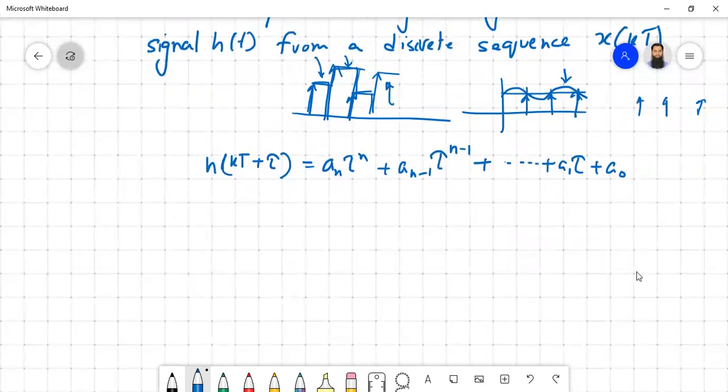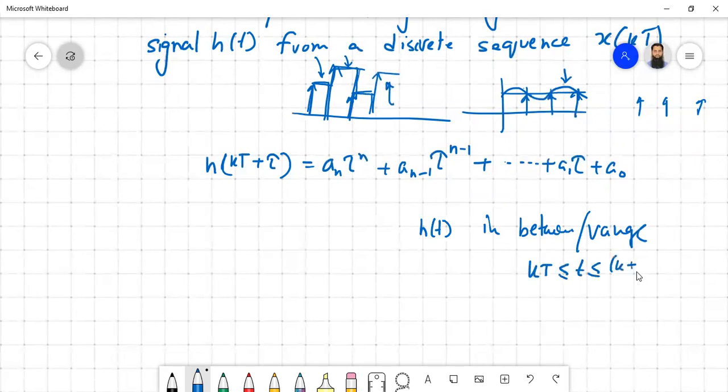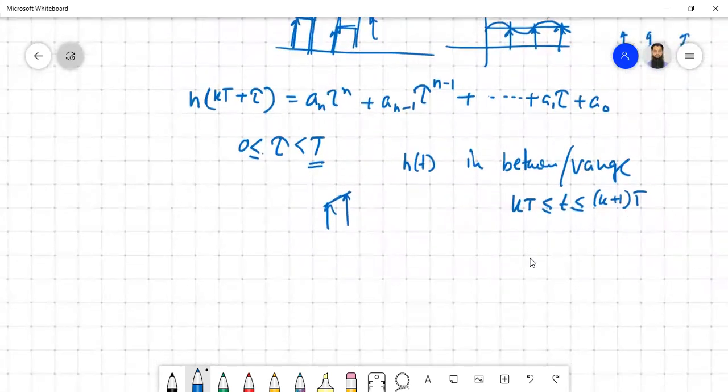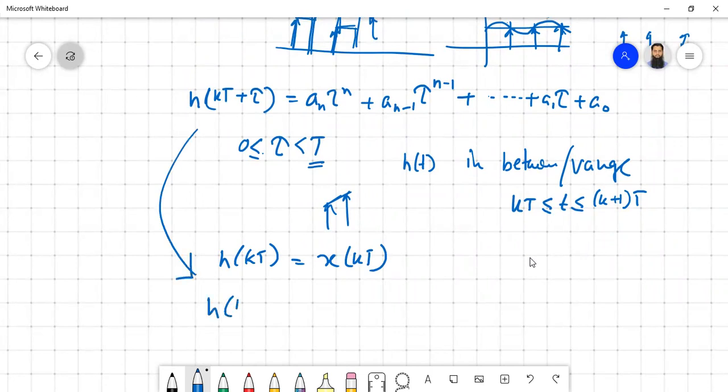Okay, so this is a polynomial, and where is it applicable? To find out the signal h(t) in between, or in the range, we should rather say, in the range kT, the current sample, to the next sample, that is (k+1)T. So we have to predict what is happening in between the two pulses, how they are actually moving from one to another. For this polynomial, the tau that we have used is bounded by this condition, and definitely the tau has to be smaller than the period. Otherwise, we cannot assume the value in between. So at the current value, h(kT) is definitely our current signal strength, x(kT). So this is what we can assume.